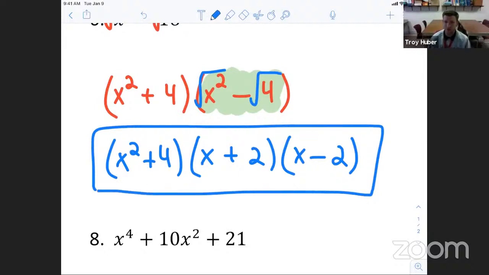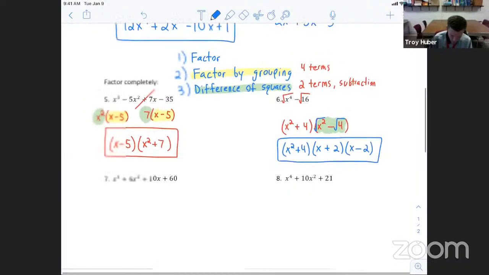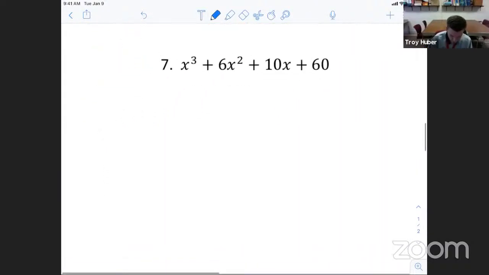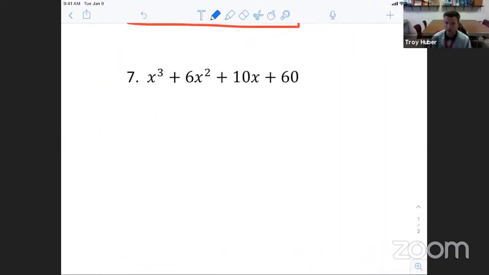All right, so that one was a little tricky. It was like a double difference of squares problem. All right, always look for the number of terms. I see 4 terms. We already talked about 4 terms. Whenever there's 4 terms, we're thinking, oh, let's try to do factoring by grouping.